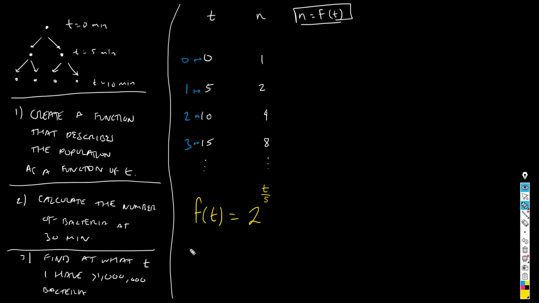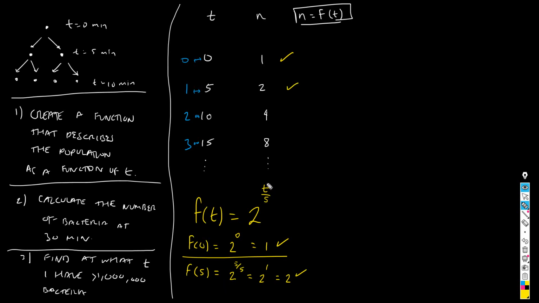Let's check. F of 0 will be 2 to the 0, right? Which is 1. So it checks. For time 1 minute, I get 1 bacteria, so it checks. Now, the function evaluated in 5 minutes. So let's go straight to 5 minutes. The function evaluated in 5 minutes will be 2 to the 5 over 5, which is going to be equal to 2 to the 1, which is going to be equal to 2. So it does check, right? Because at 5 minutes, I do have 2 bacteria.